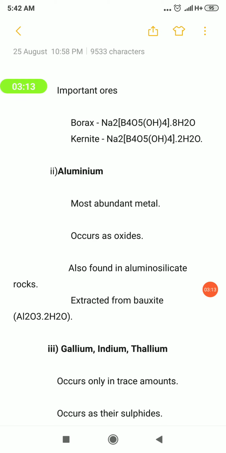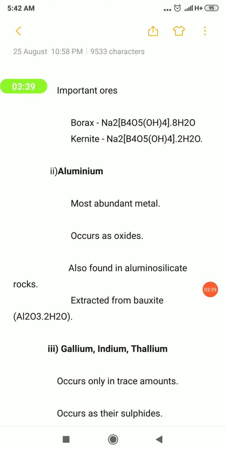This we have studied in the first lesson, metallurgy. Bauxite we have studied, no? So aluminium can also be extracted from bauxite. The formula for bauxite is Al2O3·2H2O. With this the occurrence of aluminium is over. Aluminium is the most abundant metal. It mainly occurs as oxides. It is also found in aluminosilicate rocks, and it can be extracted from bauxite. The formula for bauxite is Al2O3·2H2O.